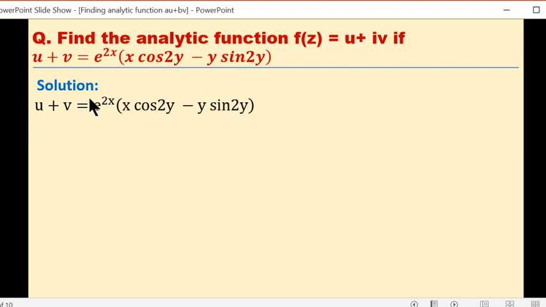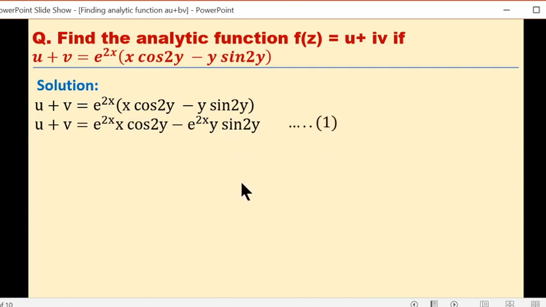Now over here, first of all, since there is a bracket involved, before beginning, let us just open the bracket. So we get u plus v equal to e raised to 2x into x cos 2y minus e raised to 2x into y sin 2y. Okay, this we will call as our equation number 1.